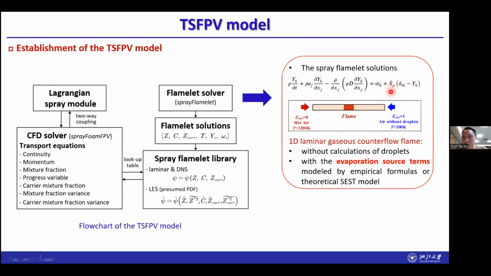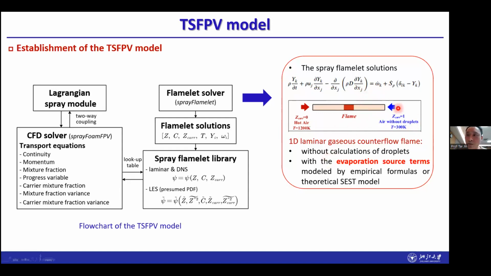So in this way, we can calculate this gaseous flamelet equation. The method is to calculate the 1D laminar gaseous counterflow flame to obtain the flamelet, and this gives a very simple calculation of the flamelet.